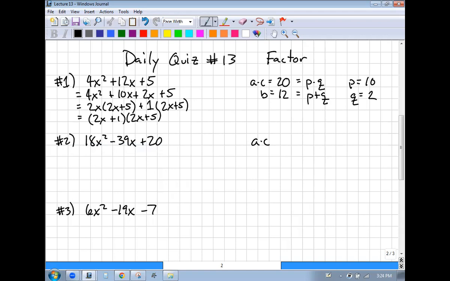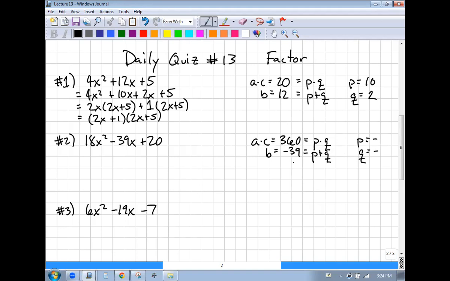So let's try our A times C. All right, what's 18 times 20? What is it? 360. That's a big number. That kind of sucks, but we can handle this. B is negative 39. So we need two numbers that multiply to give us 360 but add to give us negative 39. If they're going to multiply to give a positive number but add to be a negative, they both have to be negative. A negative times a negative is a positive, but a negative plus a negative is a negative.